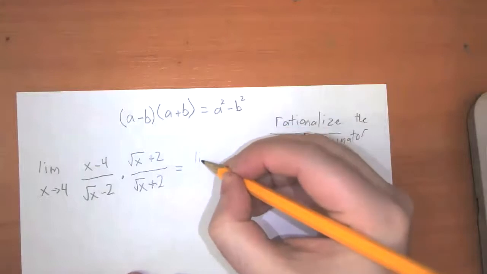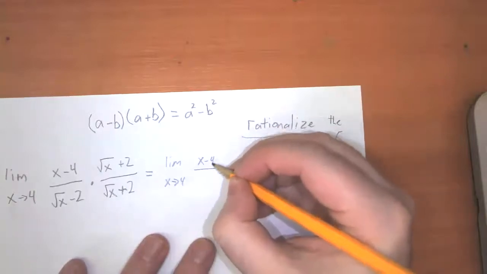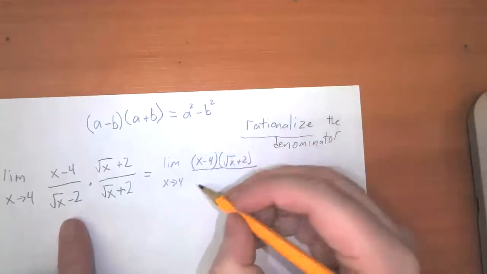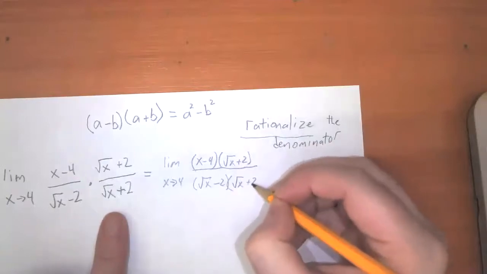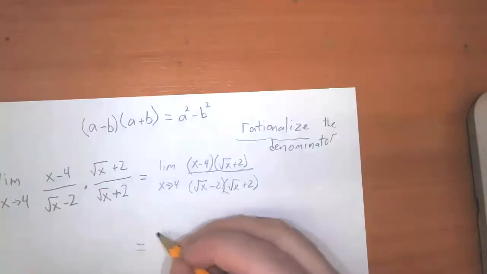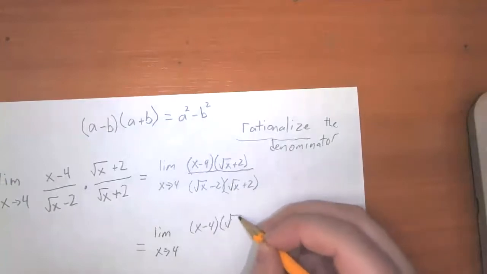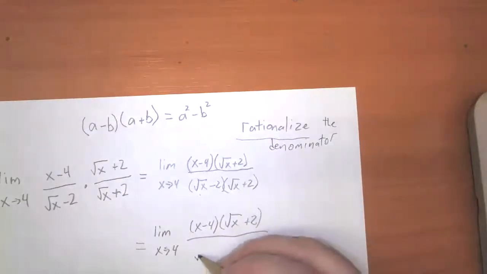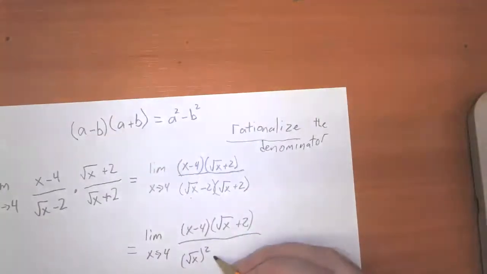And when we do that, once again, we have the limit as x approaches 4. In the numerator, we've got x minus 4 times the square root of x plus 2. And in the denominator, we have the square root of x minus 2 times the square root of x plus 2. And when we plug this into our expression here, the numerator is going to be the same. In the denominator, we have a squared minus b squared: my a is the square root of x, so this becomes the square root of x squared, and our b is 2. So this is going to be minus 2 squared.